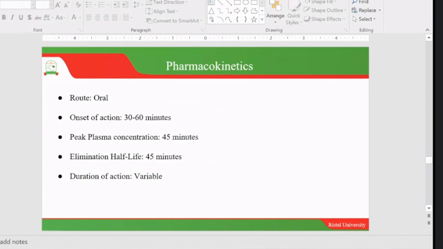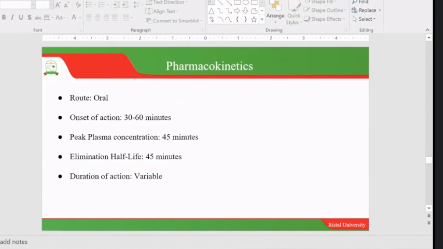So basically, we talk of the oral route, the onset, the peak plasma concentration, and the elimination half-life. When we talk of half-life, we are trying to tell you the amount of time the drug takes to decrease its concentration by half. That is how we term it as half-life: the time for the drug's concentration to be reduced by half.